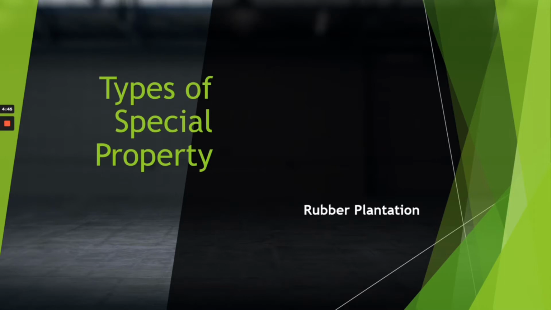Today we will talk about the case study that was given by our lecturer, which is the type of special property. The property that was given is a rubber plantation. So let's go to the next slide.